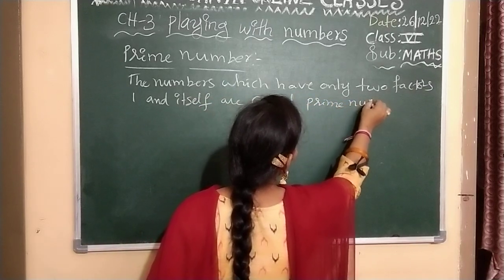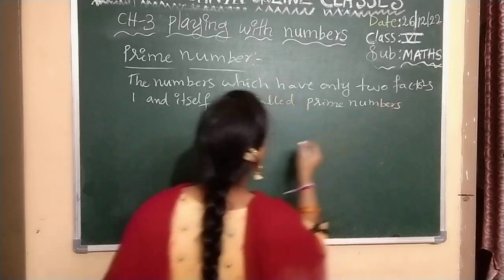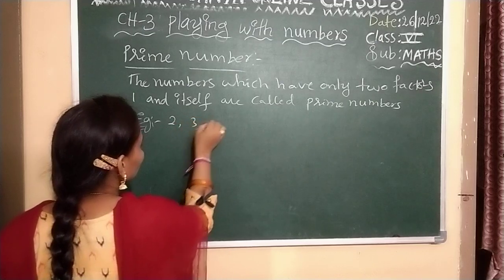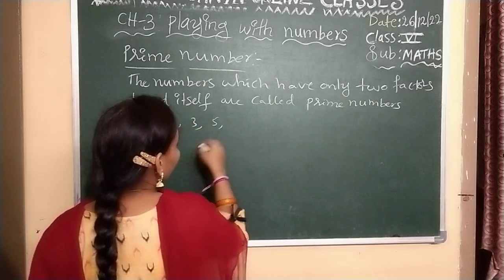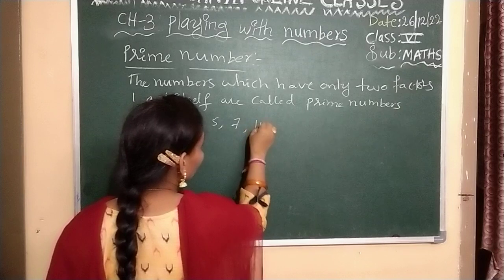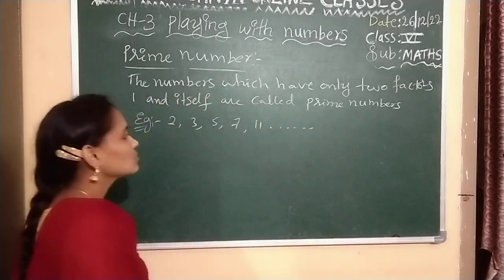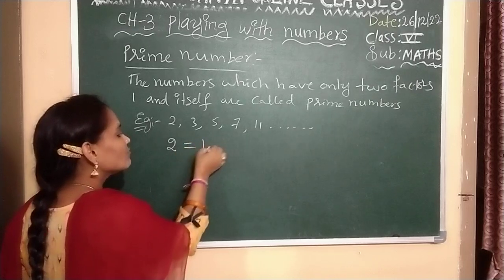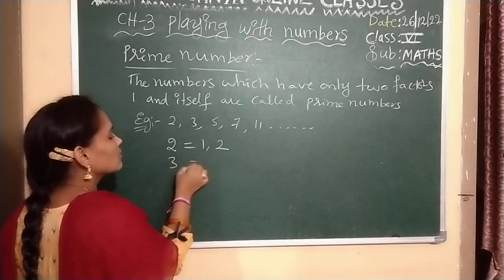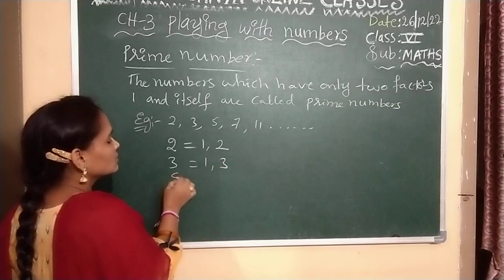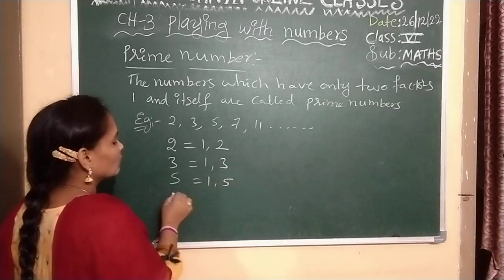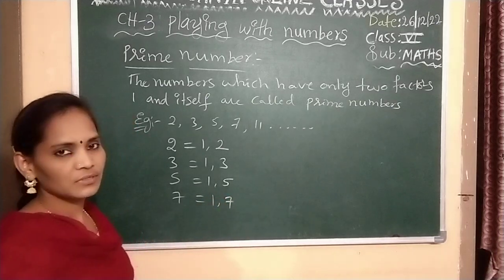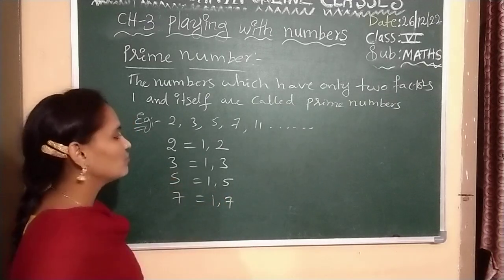Example: 2 is a prime number, 3 is a prime number, 5 is a prime number, 7 is a prime number, 11, and so on. These are the prime numbers. Why are we calling them prime numbers? Because these have only 2 factors, 1 and itself. That's what we are calling prime numbers. These are the examples for prime numbers.